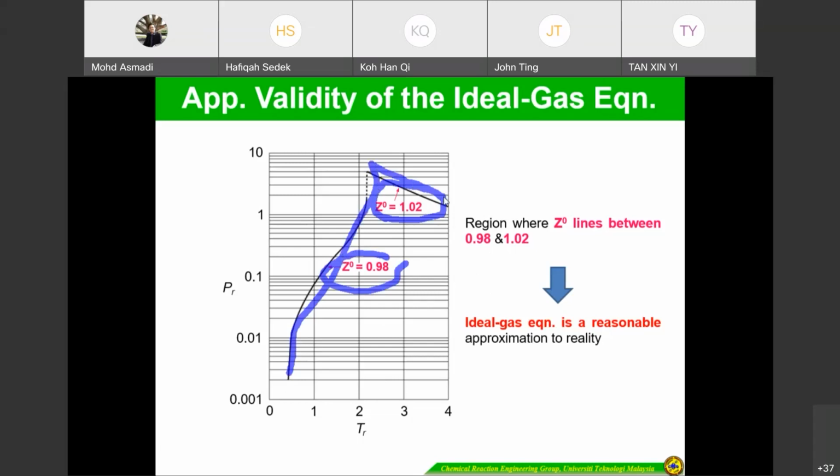If you calculate TR and PR and the value lies on this line, between 0.98 to 1.02, we can consider that it is an ideal gas. It is reasonable. If more than that, we cannot consider it as an ideal gas, and you cannot use the ideal gas equation. Understand?